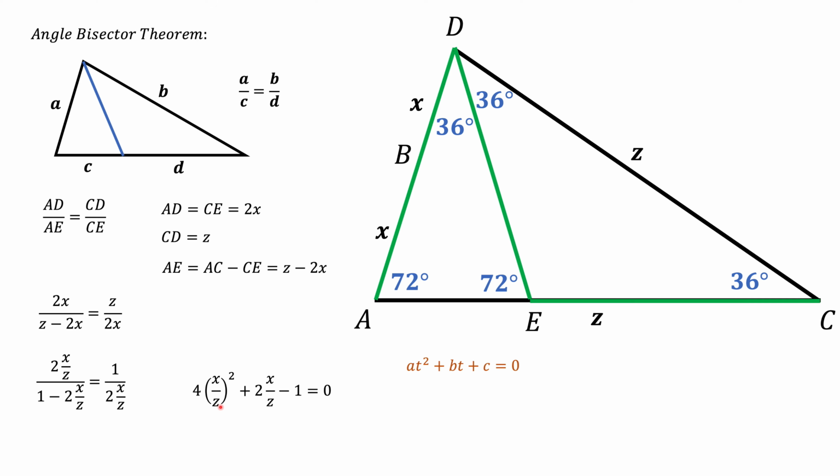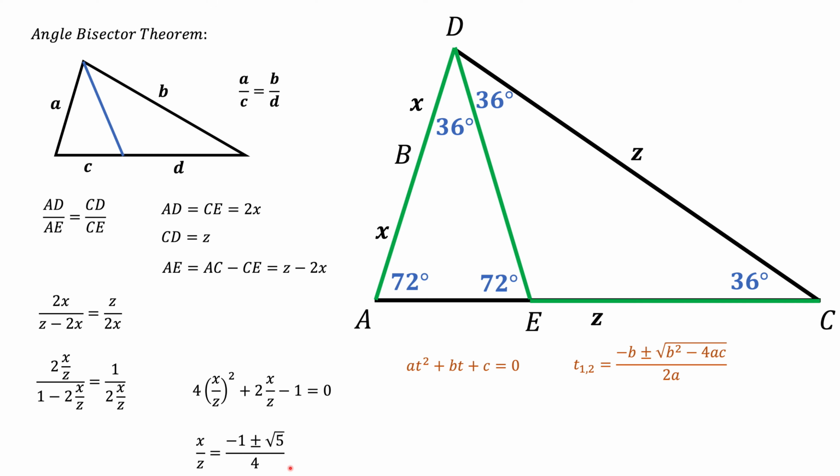And just to remind you, if I have a quadratic equation like this, at squared plus bt plus c, this equation has two solutions for t. That could be written like this. One solution with a plus sign, the other solution with a minus sign. In our case, t is actually x over z, a is 4, b is 2, and c is minus 1. So we're going to get that x over z should have two solutions like this.